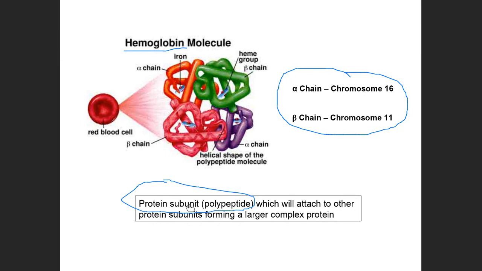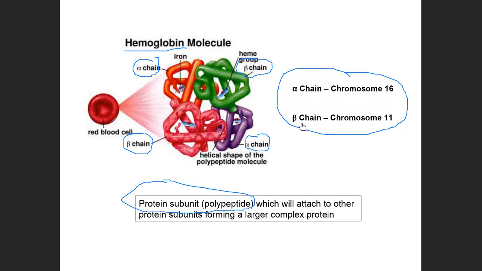Okay. What'll happen then, in this case, what they mean by protein subunits is that the alpha chain gene codes for a polypeptide that folds into what we call a protein subunit that will then complex together not only with other alpha chain proteins, but it'll also complex together with protein subunits coded for by this other gene located on a different pair of chromosomes, chromosome 11.